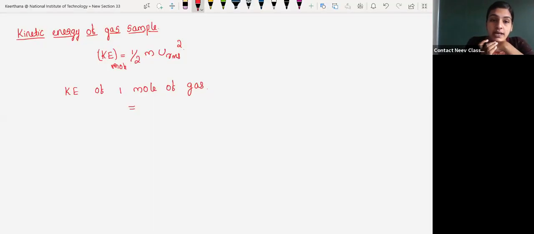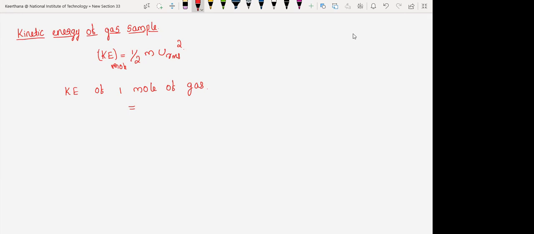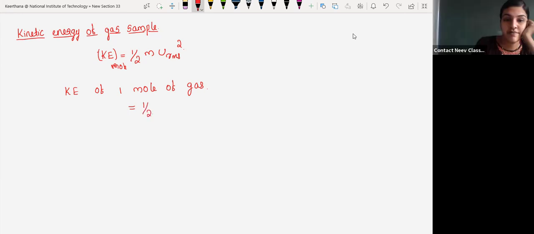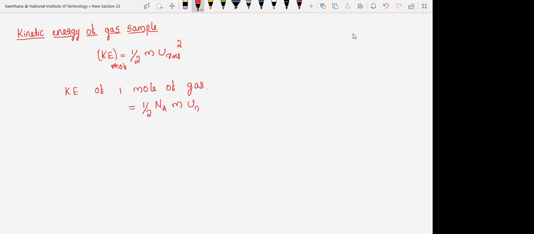Okay, so kinetic energy of one molecule you can write as half m u RMS square. So then what is kinetic energy of 1 mole of gas? It is half Na m u RMS square, half Avogadro's number, Na, into m u RMS square.